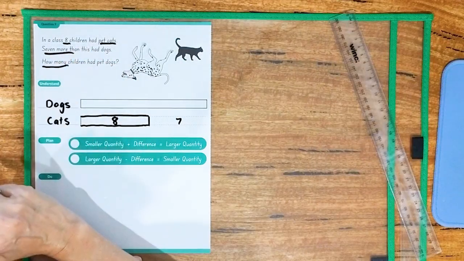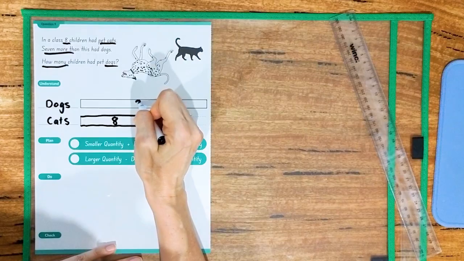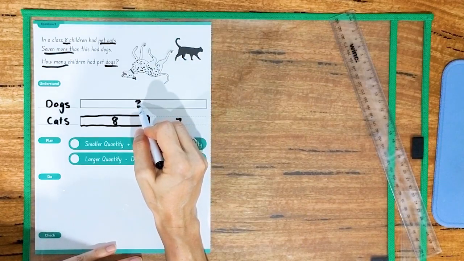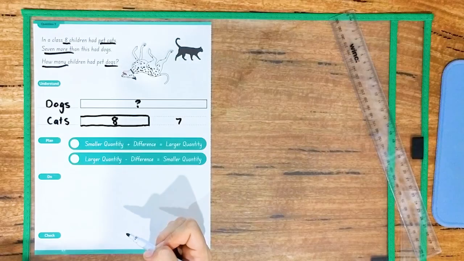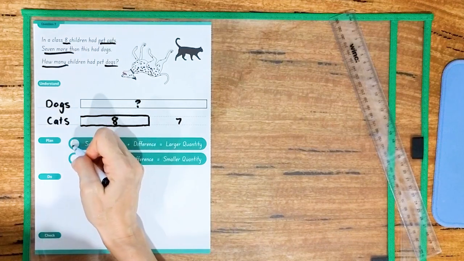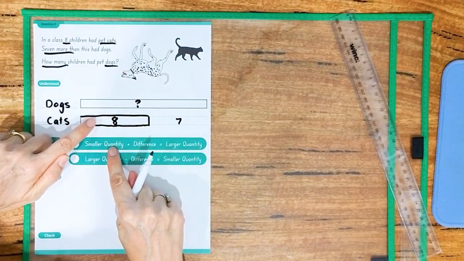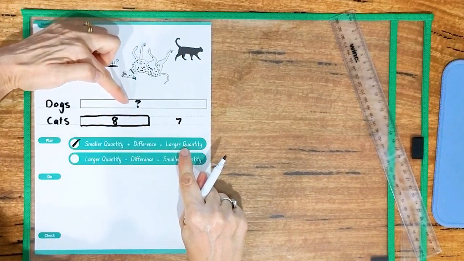How many is the unknown? Children had pet dogs. So the question is asking us to find the number of children that had pet dogs. That is the unknown. I'm going to use this plan because I know the smaller quantity of cats and I know the difference, but the unknown is the larger quantity of dogs.